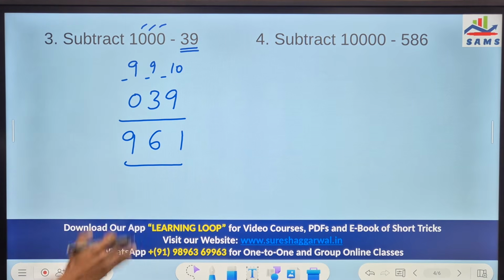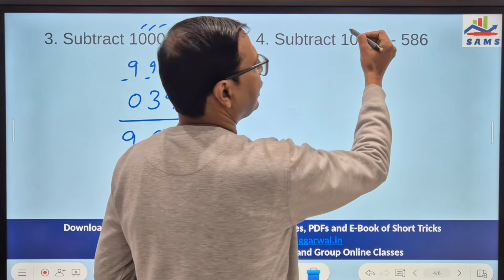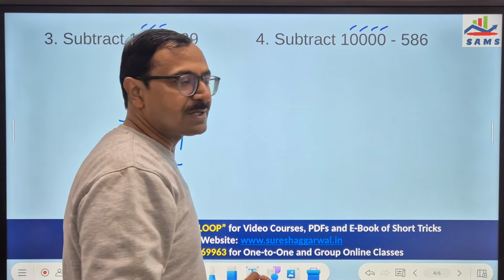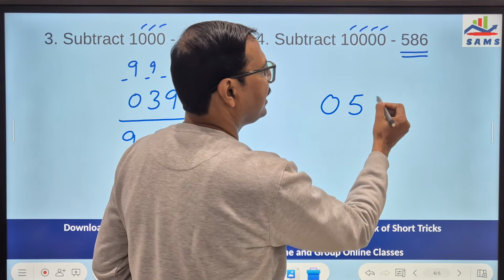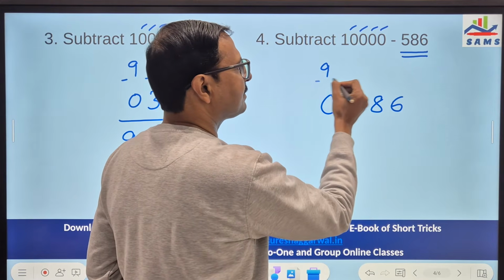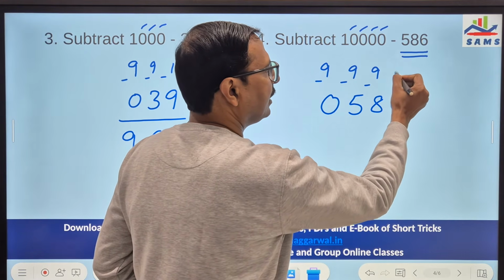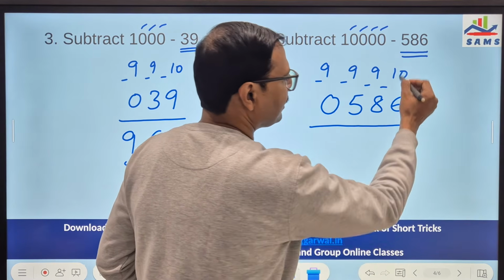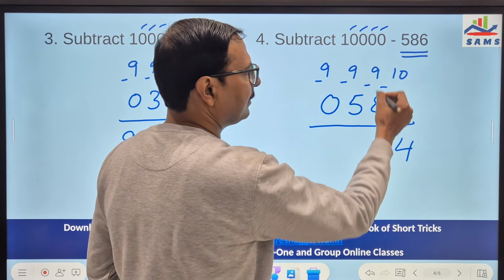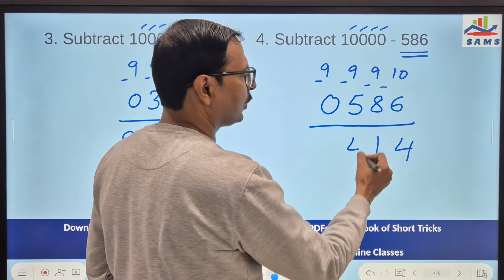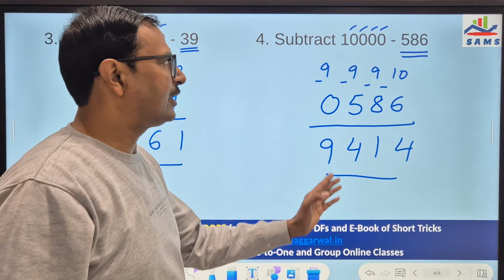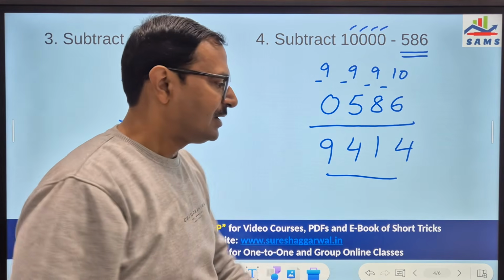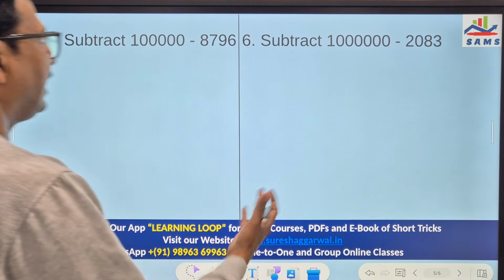Likewise here we have 1, 2, 3, 4 zeros and only 3 digits. So I will visualize 0, 5, 8, 6 and then start subtracting all from 9, last from 10, and I get my answer. 10 minus 6 is 4, 9 minus 8 is 1, 9 minus 5 is 4 and 9 minus 0 is 9. 9414 is the difference.